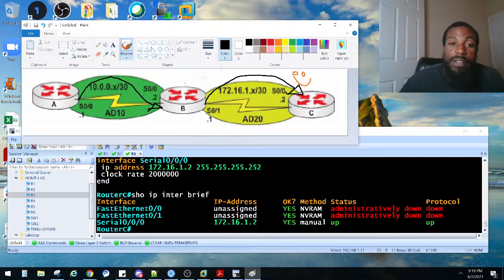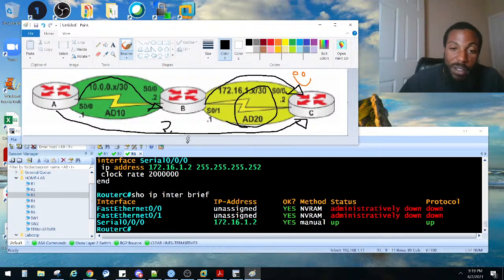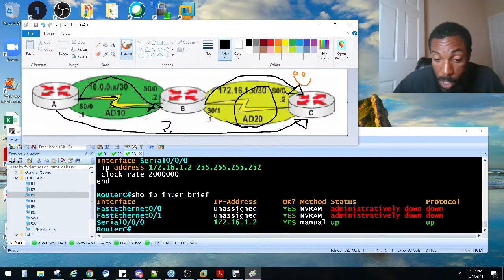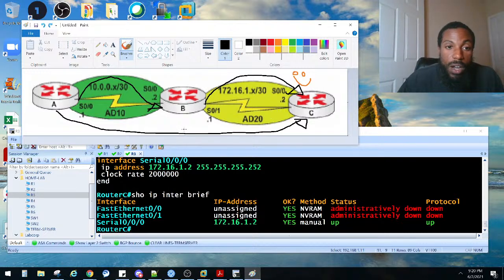And theoretically, router A, if he tries to ping router C, it will not work. Why? Because he does not know about this network right here. Where is the 172 network? He doesn't know anything about that, because he only knows about the networks that he is directly connected to, unless we add some kind of routing protocol, which in this case would be EIGRP, right? So let's go ahead and do that.